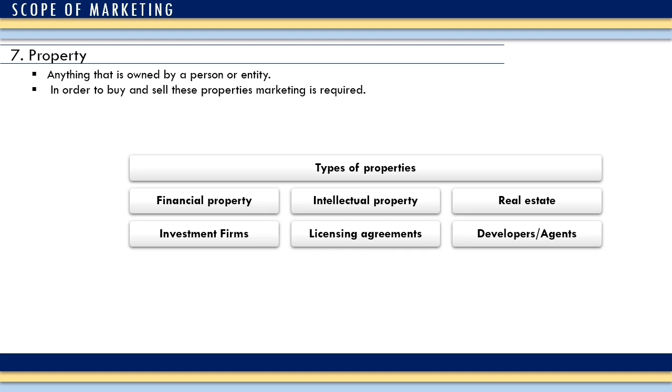So why do we invest in financial properties? The answer is, of course, you want to make money, you want to become rich, and you also want to ensure the safety of your loved ones, and you also want to secure your future. So these are the reasons why you want to invest in financial properties.